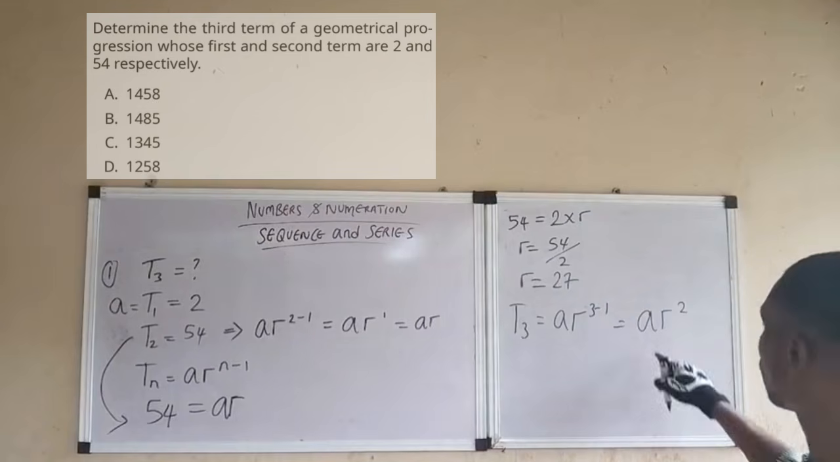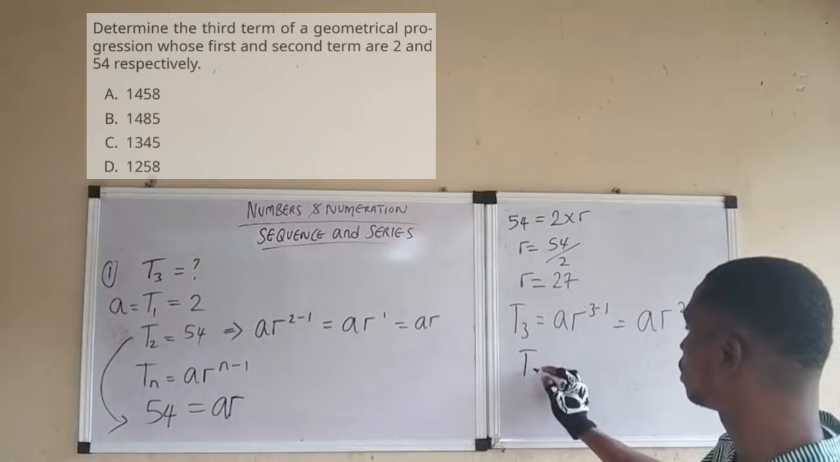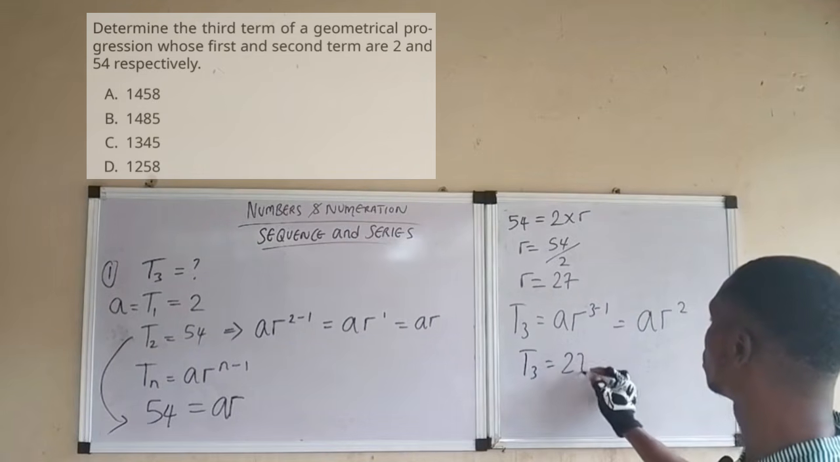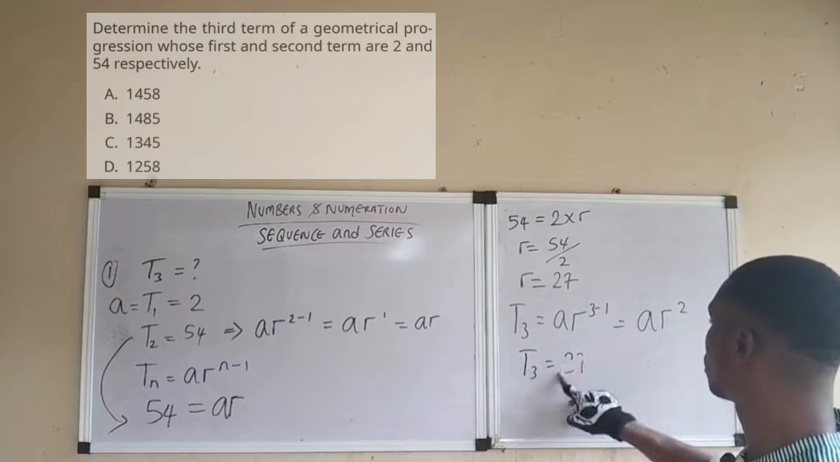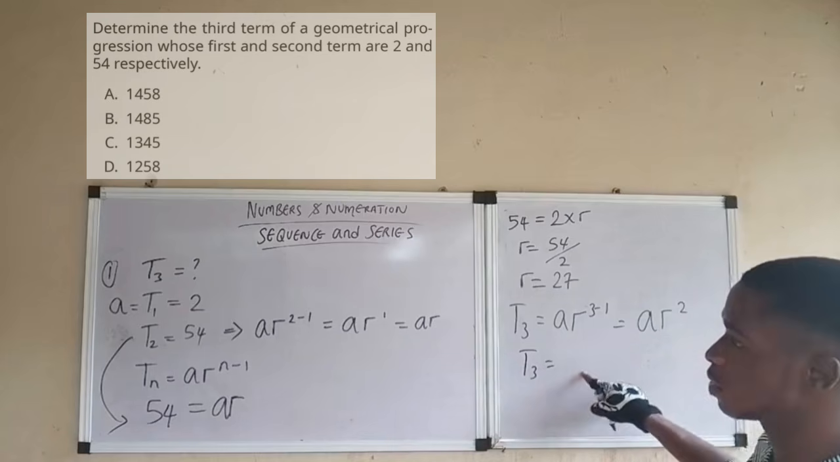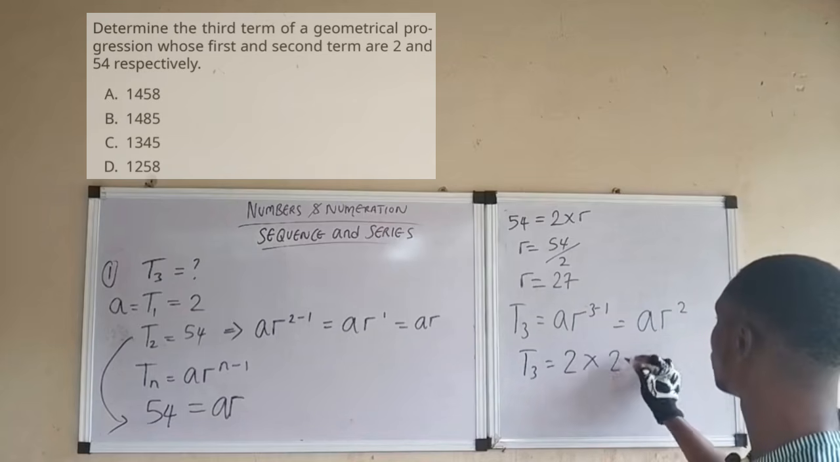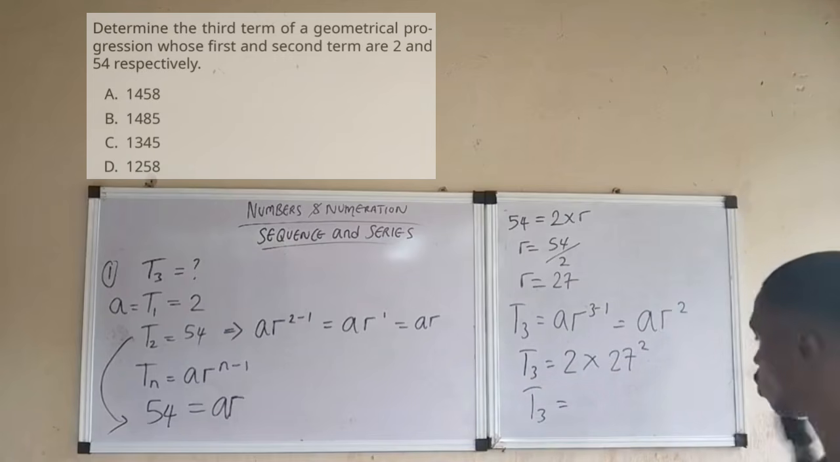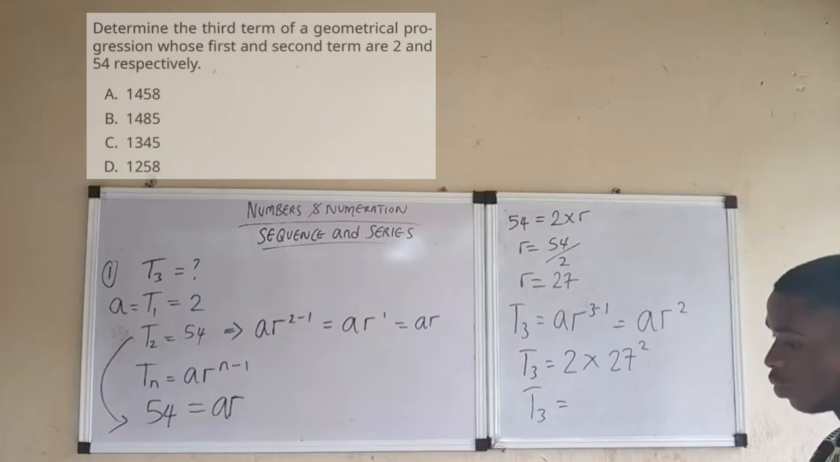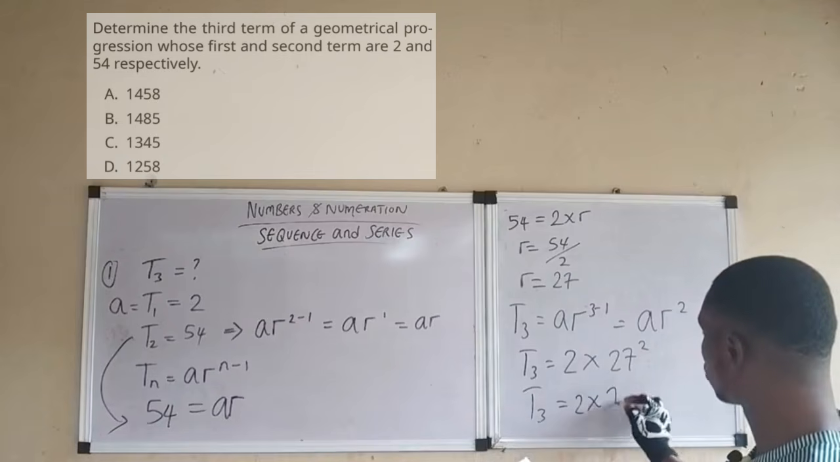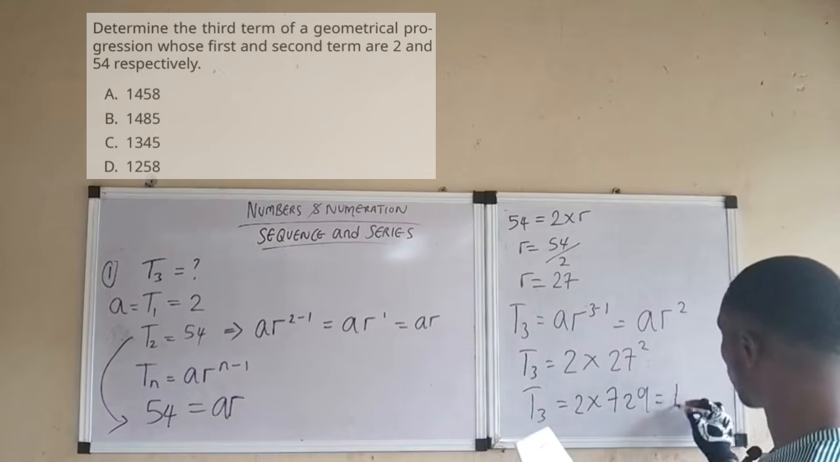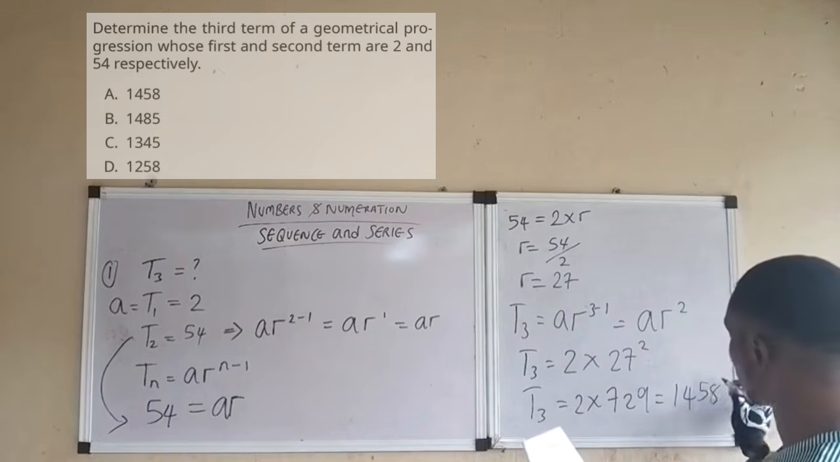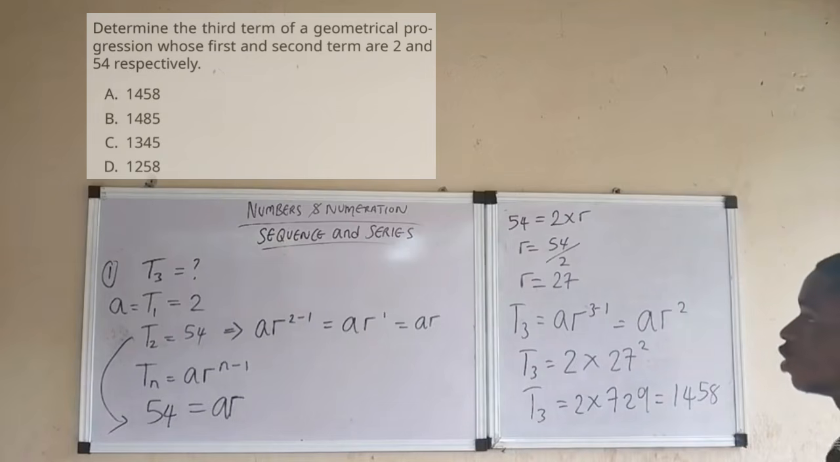So we are looking for AR raised to power 2. So what is T3? Okay, let's start with A first, sorry. A is 2, so that's 2 times 27 raised to power 2. So this value is going to be our T3. So what we have here is 2 times 729, and that's going to give us 1458. So the correct answer to this question is option A.